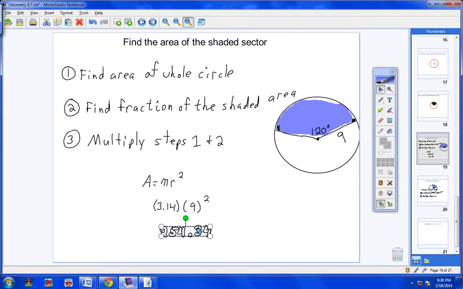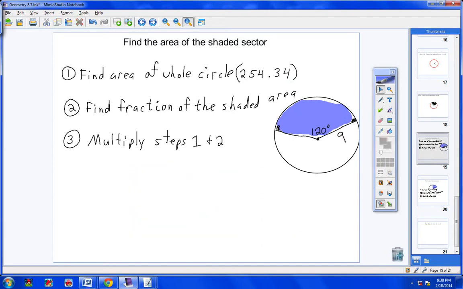So step 1, whenever I ask you to find the area of a sector, you first of all find the area of the entire circle. So I'm going to put that right there, put parentheses around it. There's the area of the entire circle. Okay? Now let's go ahead and move on to step 2.